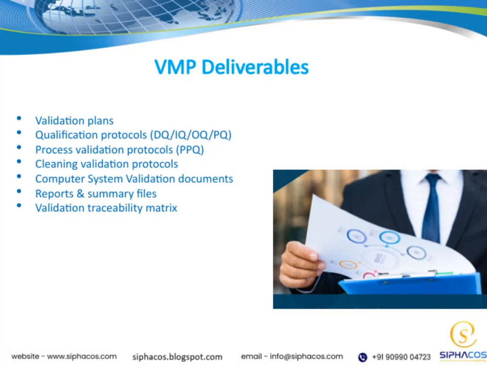Let's now turn our attention to validation plans, a critical component in ensuring our processes meet quality standards. First, we have qualification protocols, which include design qualification, installation qualification, operational qualification, and performance qualification, often summarized as DQ, IQ, OQ, and PQ. These steps help us confirm that equipment and systems are properly installed and functioning as intended.